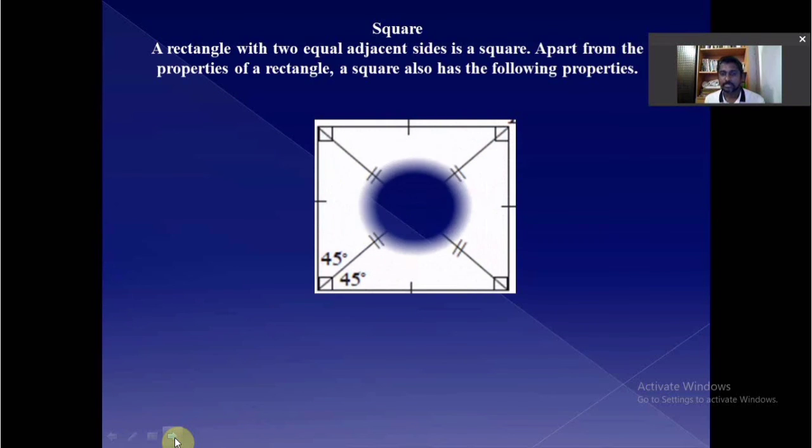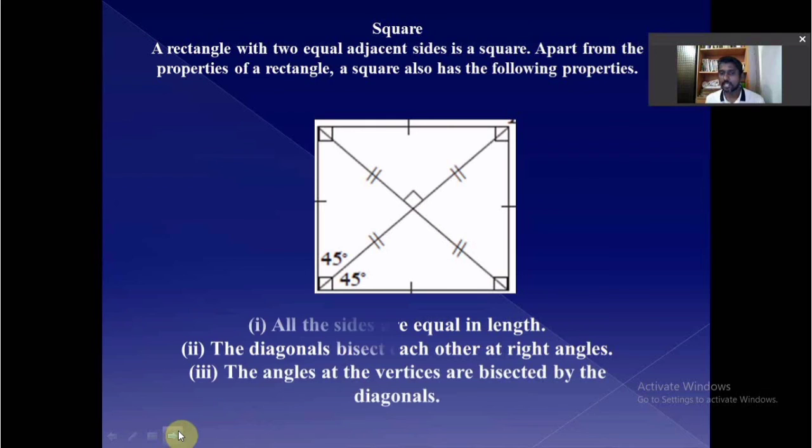Next one, the square. A square is also the same, but there is a special property in the square: the diagonals bisect the angles, so every angle is split into 45 degrees, and at the same time the diagonals bisect each other at a right angle.